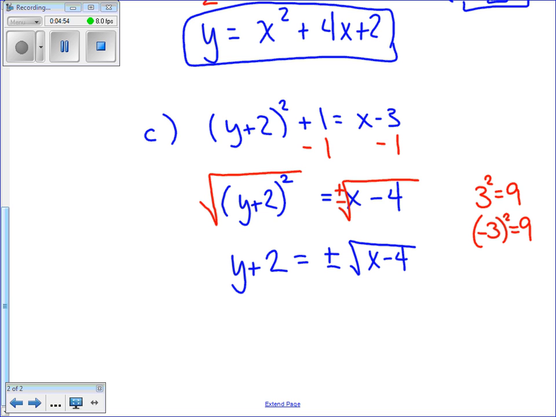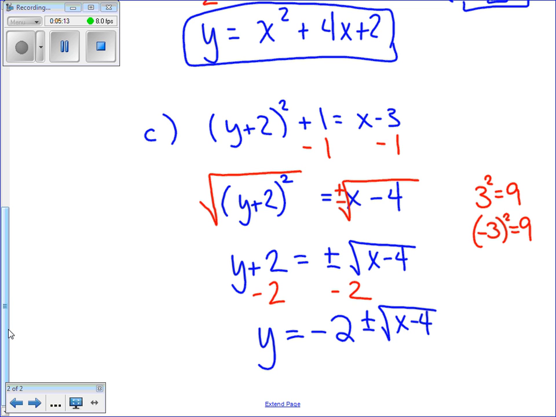So last step I'm going to take here is by subtracting 2 from both sides of the equal sign, and I could write that answer y equals negative 2 plus or minus the square root of x minus 4. This x minus 4 is together. That's grouped together. You can't combine anything else.